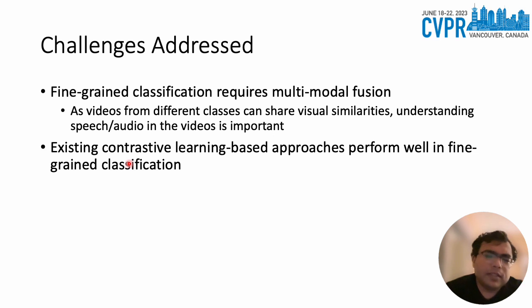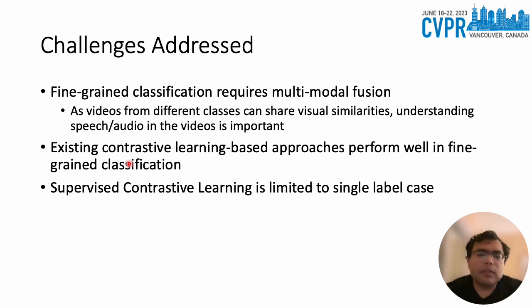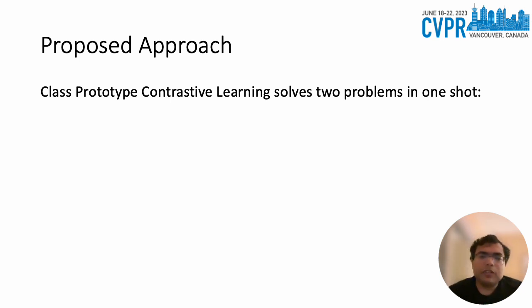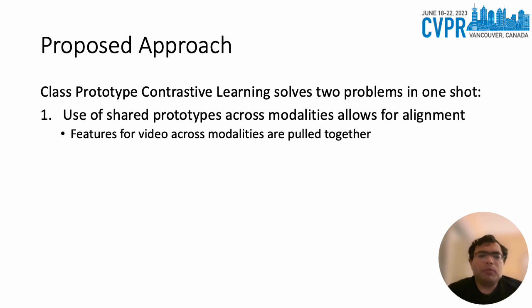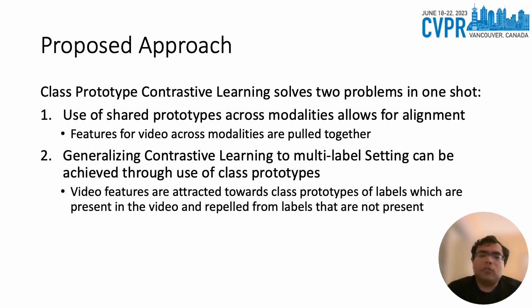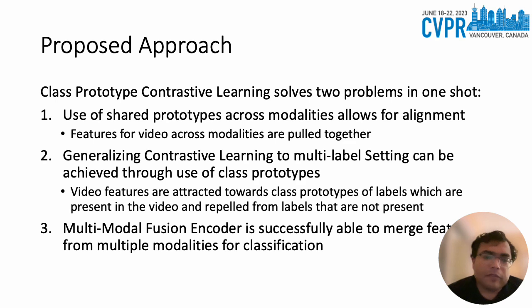Additionally, we note that existing contrastive learning based approaches have reported strong performance in fine grained classification. However, supervised contrastive learning is limited to the single label case. We propose class prototype based contrastive learning, which solves two problems in one shot. First, the use of shared prototypes across modalities allows for alignment because features for the same video across different modalities are pulled together towards the class prototypes. Generalizing contrastive learning to multi-label setting can also be achieved through the use of class prototypes. The video features are attracted towards class prototypes of labels which are present in the video and repelled from labels which are not present. Finally, our multimodal fusion encoder is able to successfully merge features from multiple modalities.